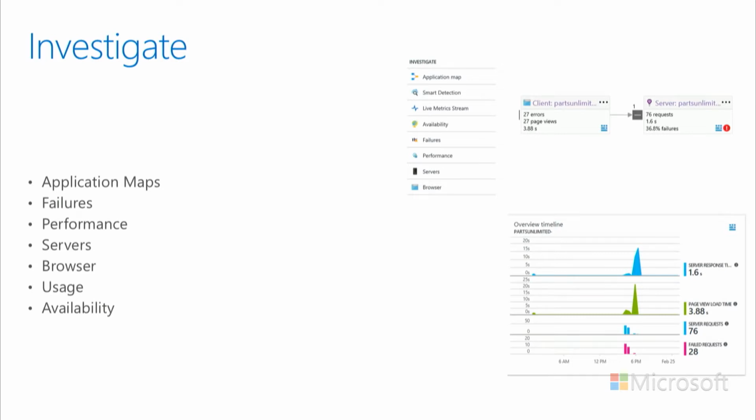You can also look for failures, for example, requests that are failing or browser exceptions and stuff like that. You can look at performance, either from a client perspective or from a server perspective, how long the requests take to be responded to. In the browser, you can see diagnostics in terms of exceptions, how many calls are being made, which pages are being used in terms of usage, and you can also see the availability of the application.